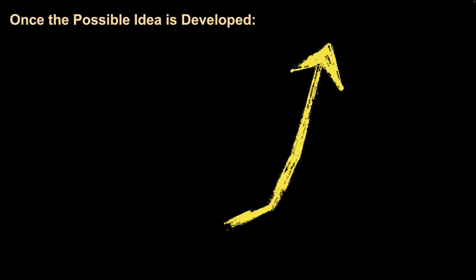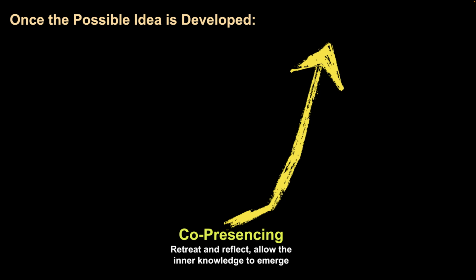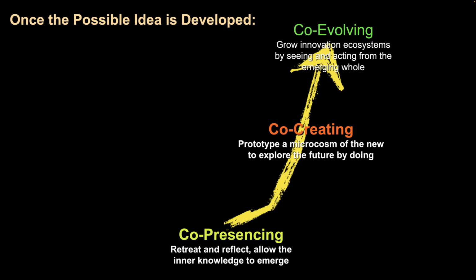So overall then, once the possible idea is developed, as I said to you in 845, we spent time on the left side of the U. Now we're beginning to look at the right side of the U, which starts with the co-presencing. That's what your team is all about. It now goes into co-creation, co-evolving. So these are the processes of going up the right side of the U.